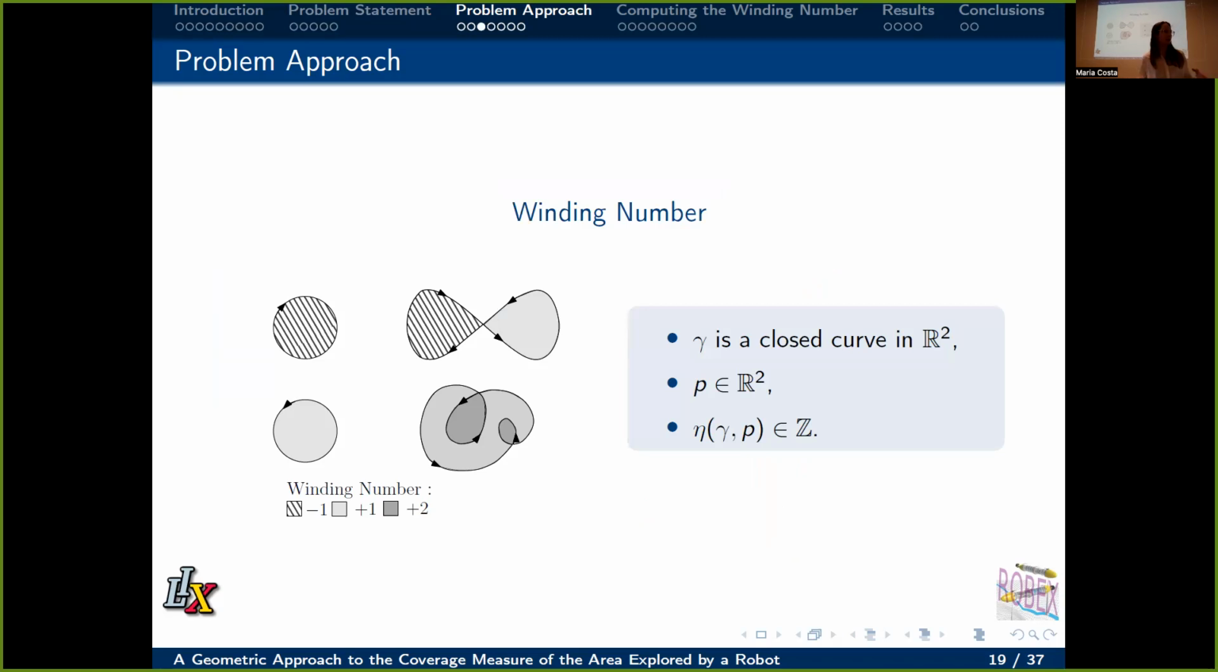So the winding number in a nutshell is how many times a closed curve in the plane surrounds a point in a counterclockwise manner. So for example, if we take the circle that is counterclockwise oriented, all the points in the light gray area, they have a winding number of +1. And here, since it's clockwise oriented, the winding number of the points inside are -1. And for the dark gray area here, we have points that are surrounded twice in a counterclockwise manner. So their winding number is a value of 2. So we will be calling a winding number by eta of a closed curve gamma, that for us is the sonar's contour, with respect to a point that it's an integer.